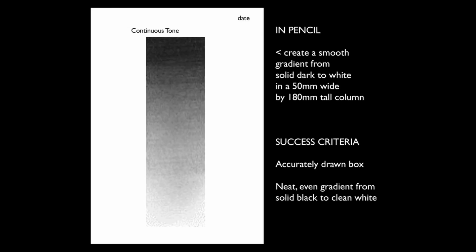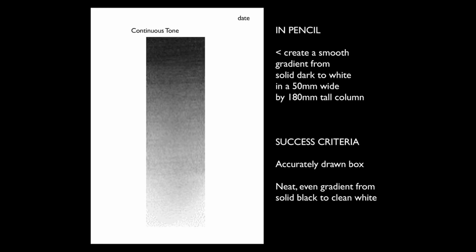The next one, you're going to do a continuous tone gradient. Again, title at the top. So this time continuous tone and the date. You're going to draw a box that's 50mm wide and 180mm tall. And in there you're going to shade as dark as you can at the top to as light as possible at the bottom. So basically white, the colour of the page. You might want to rub out part of the box at the bottom so there's not even a line.